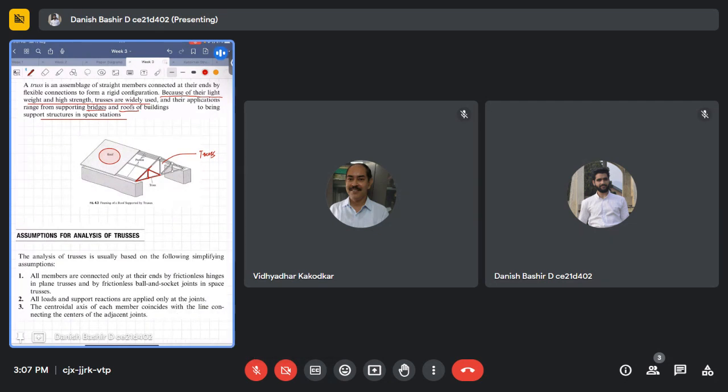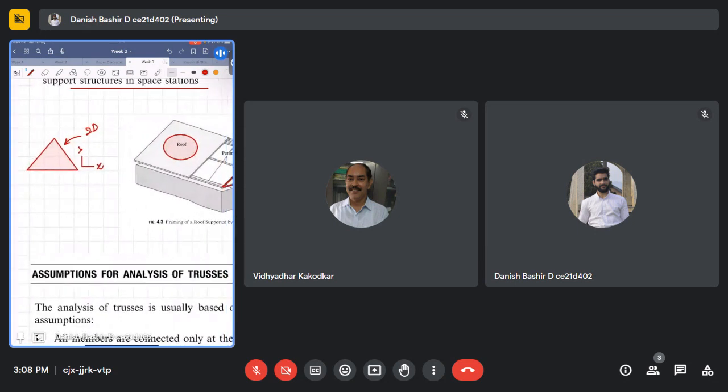All the members are connected at their ends by hinges so that there is no friction between different members. What I mean by a plane truss is, for example, I have a truss like this. It's in 2D, a 2D truss in the xy plane only, so I call it a 2D truss.